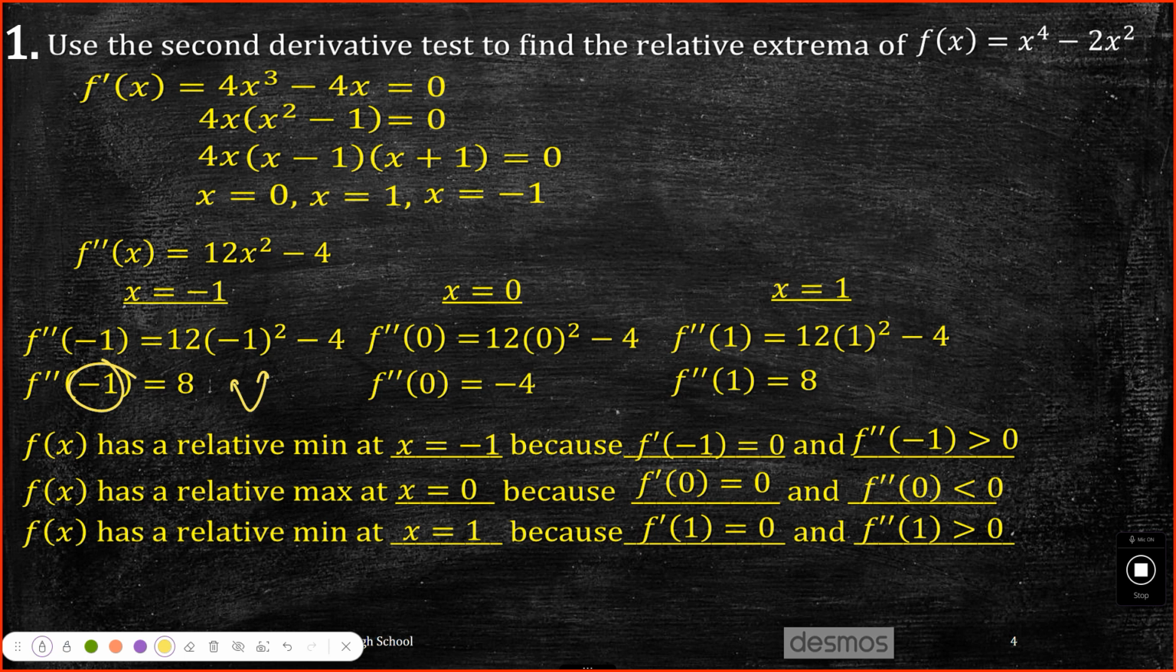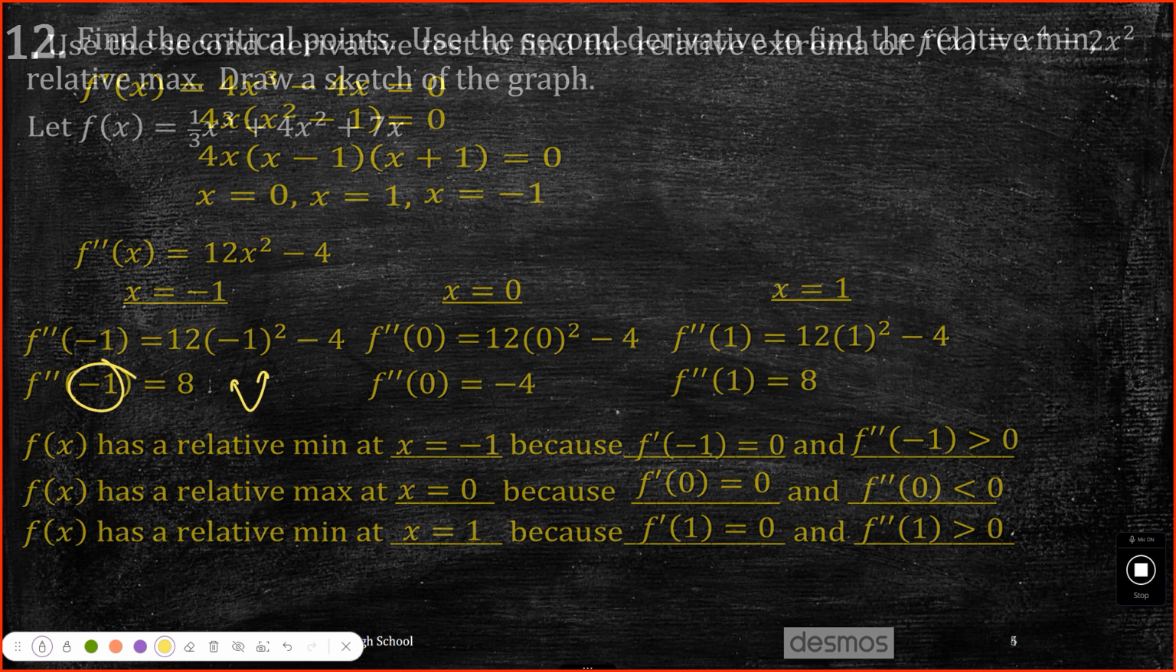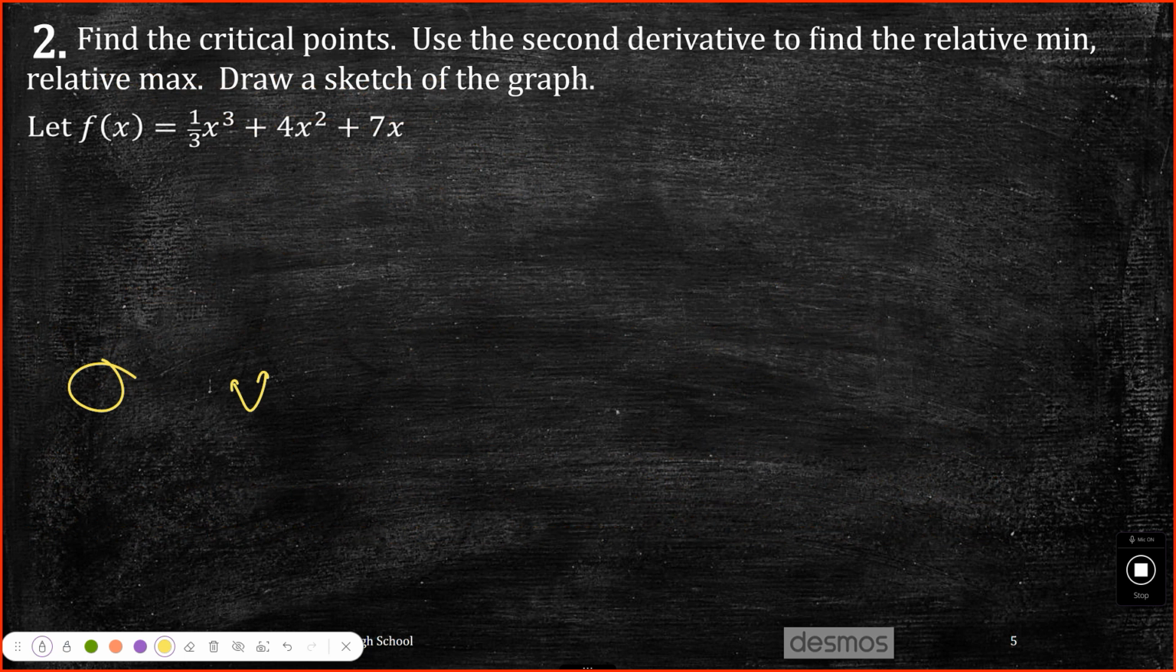Let's go to number 2. All right, number 2 says, find the critical points, use the second derivative to find the relative min, relative max, and draw a sketch of the graph. So let f of x equal this third degree polynomial.